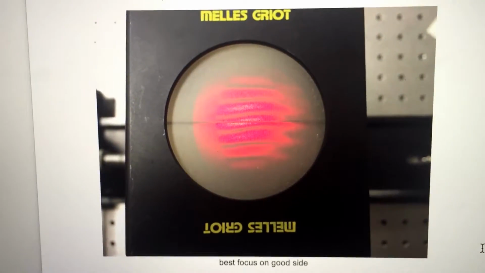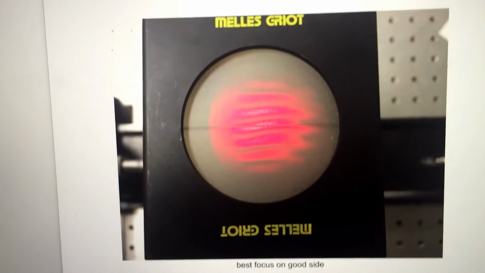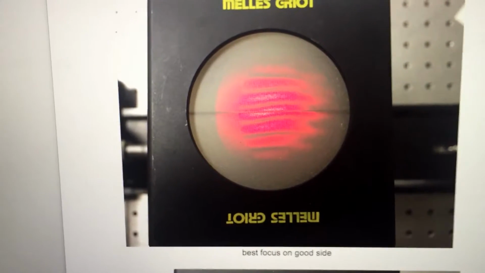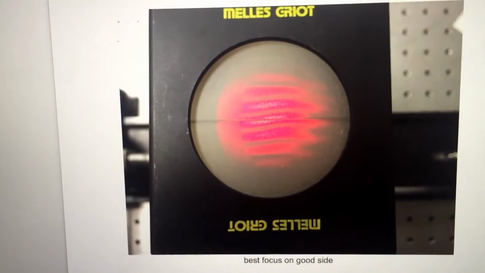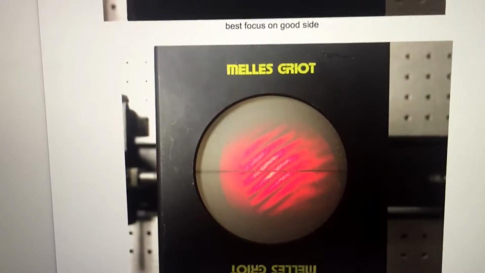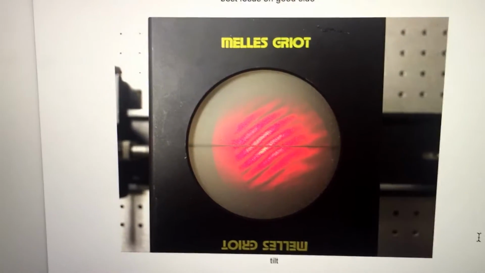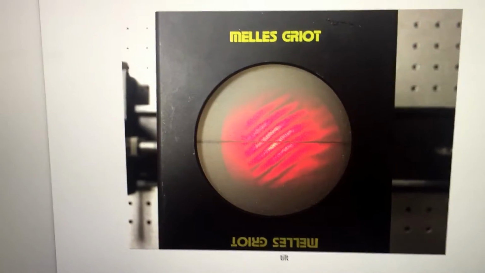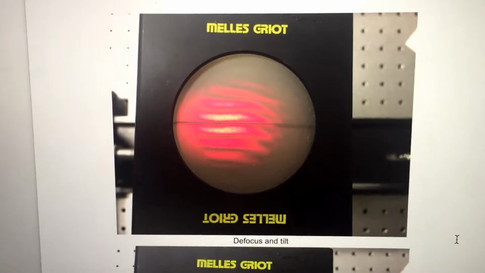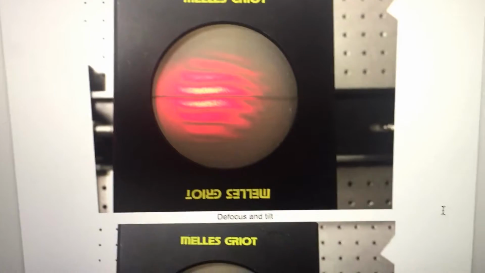These are the corresponding interferograms that we obtained for the wedge shear plate. This is the best focus on the good side. This is adding tilt into our system. We notice that the fringes are slightly shifted and tilted. Here we add defocus to the system.